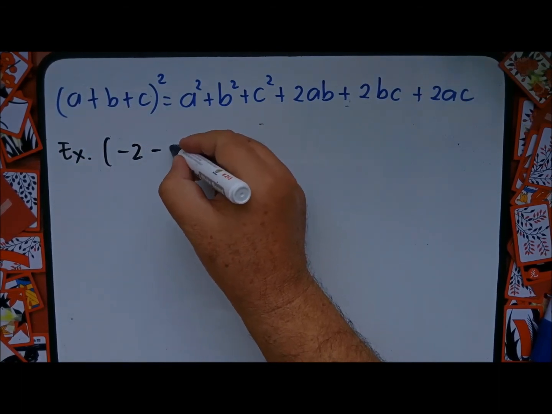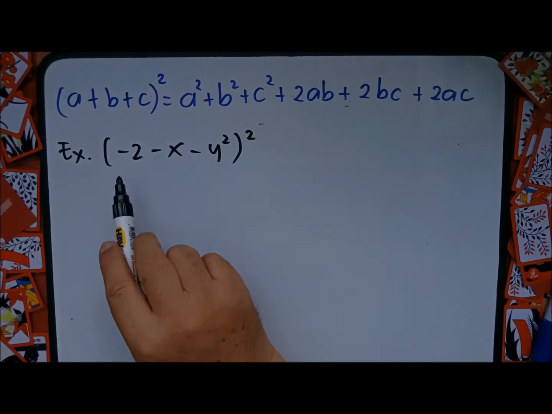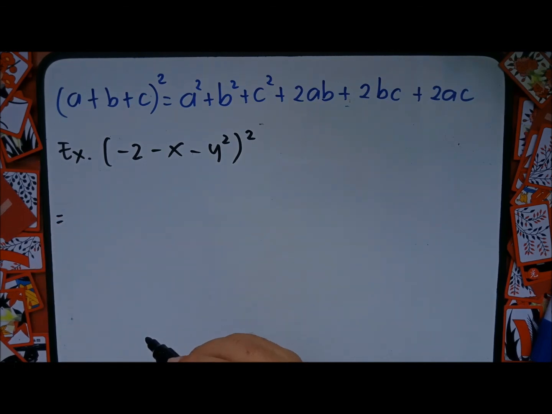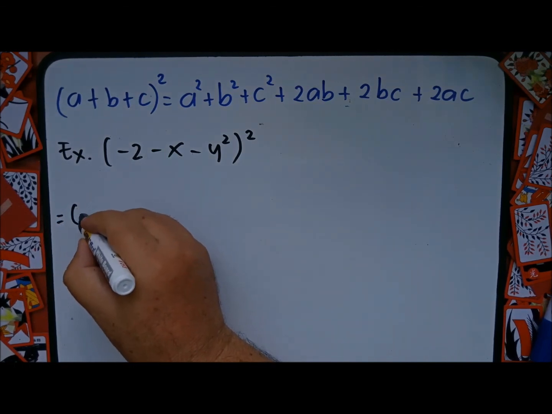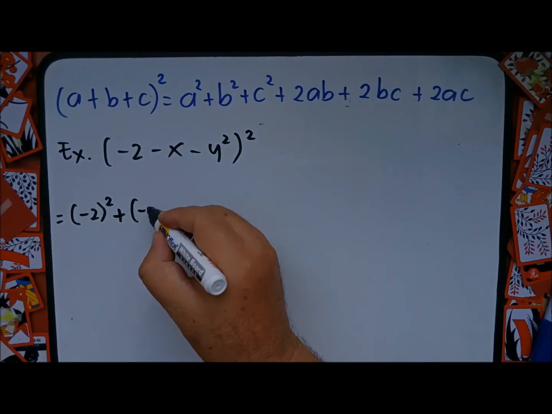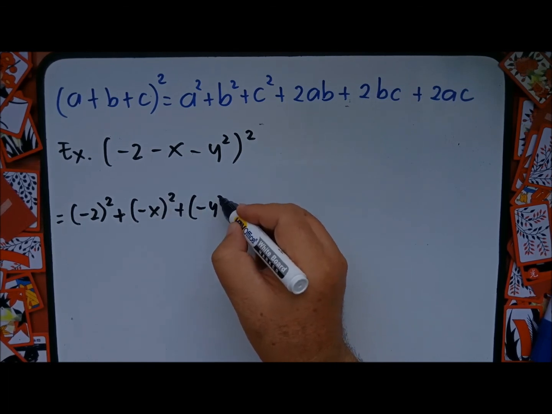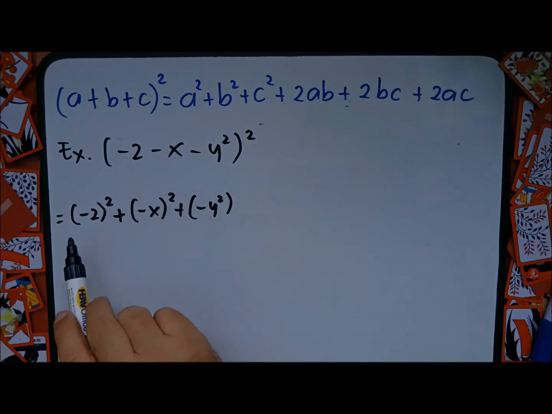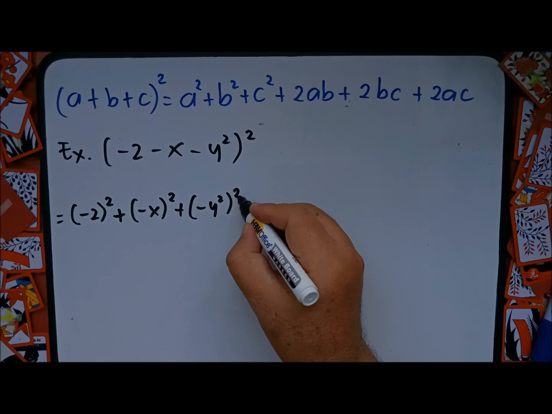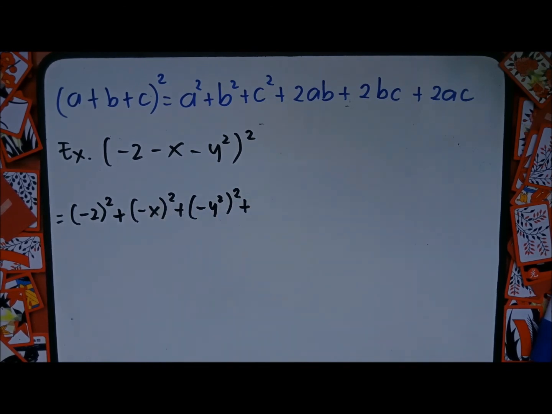Another example. Let us take this one. Negative 2, negative x, negative y squared, squared. First term, second term, third term. Now, what will you do? Square the first term plus square the second term plus square the third term. Remember, all the terms are negative. You have to prefix the sign always. Okay, next. Plus first term.